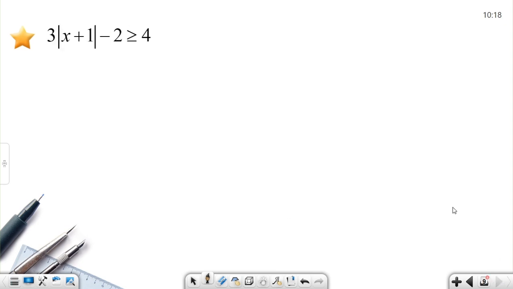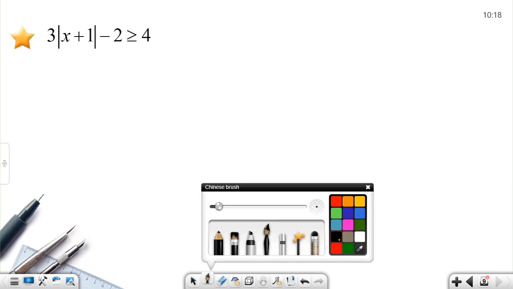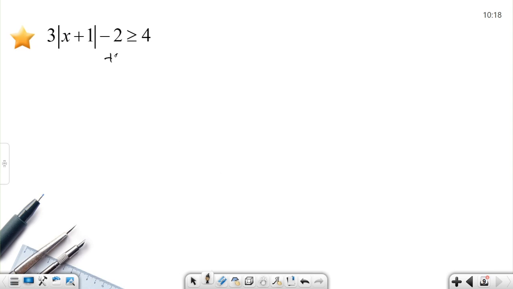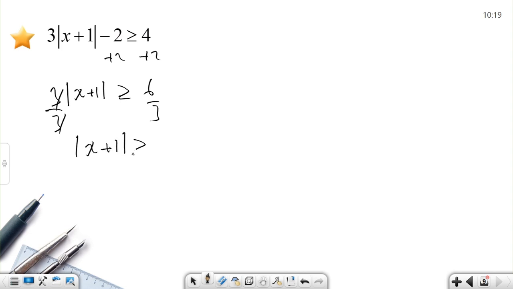Let's solve another example, and this will be the last example in this video. If you want more examples, or if you have some ideas, you can write a comment. Okay, let's solve that one. Add 2 to both sides. Here it's greater than, so you can directly say it will be an OR. So 3 times the absolute value of x plus 1 is greater than or equal to 6. Divide by 3 on both sides, and that leaves 1. The absolute value of x plus 1 is greater than or equal to 6 divided by 3, which is 2.